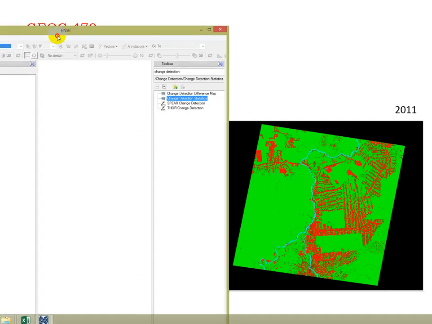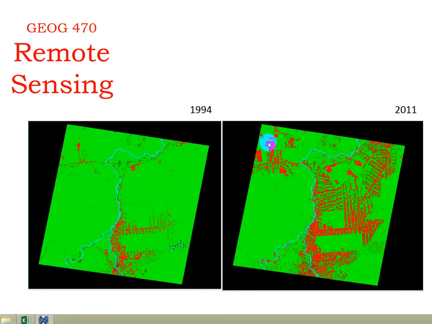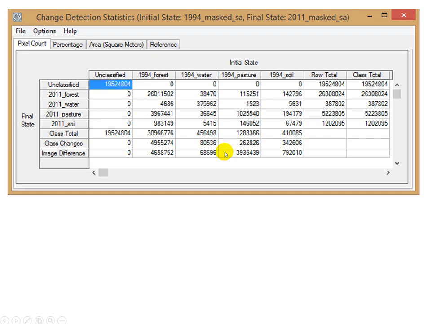And again, the tool that we're talking about here is this change detection statistics tool within ENVI and the output of that. So if you run that on these two classified images that you've generated, you'll create something that looks like this. This is one of the outputs that you'll get. And you can look at the pixel tab or the percentage tab or the area tab and so on. And so I'd like to talk about this table a little bit.